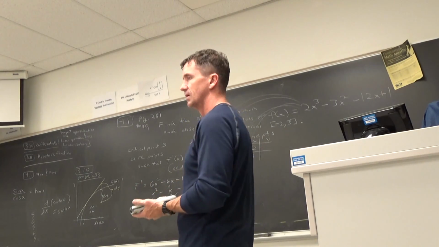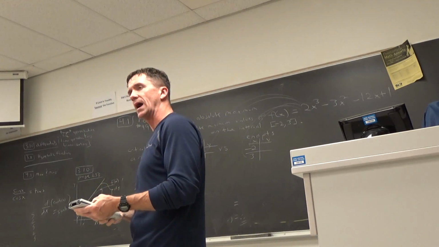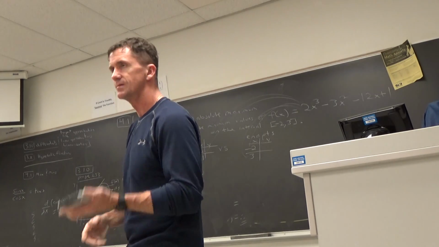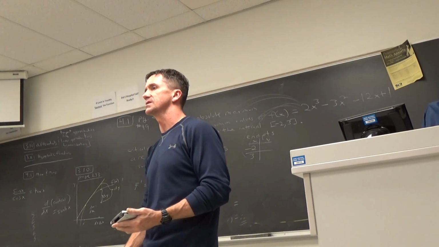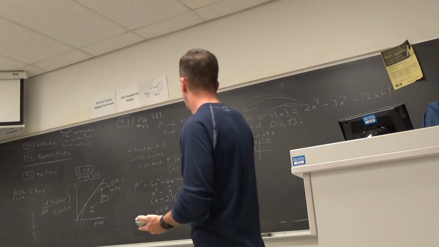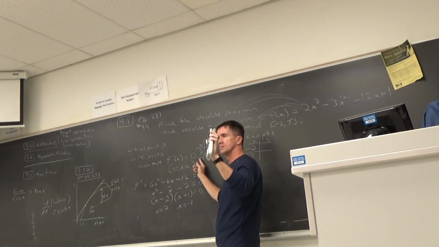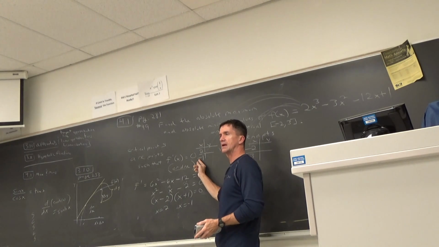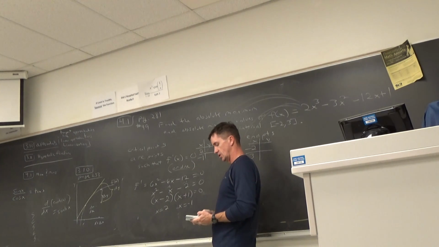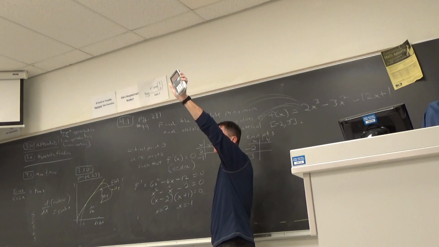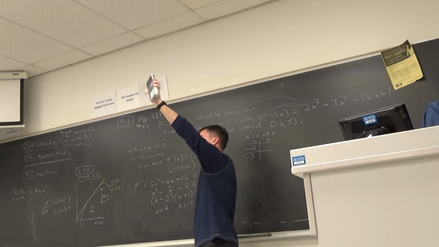TI-83 and 84. I put it in here. If your window is out of whack, just hit Zoom 6. Now when I want to get these values. Did everyone get in y equals? Did you hit Zoom 6 to get like a negative 10 to 10 window? All right. Go and you get a picture of the graph? Josephine, you got a picture of the graph going?